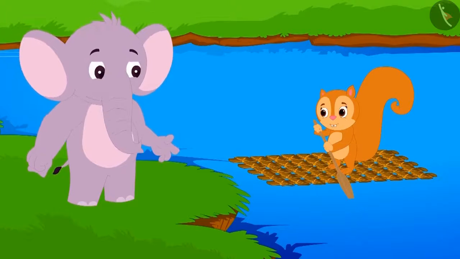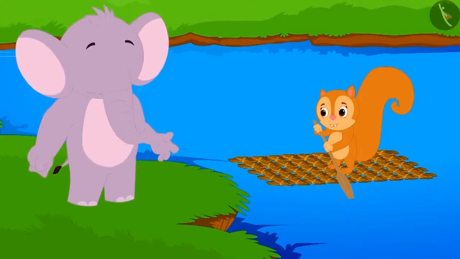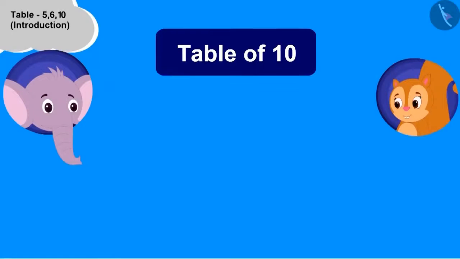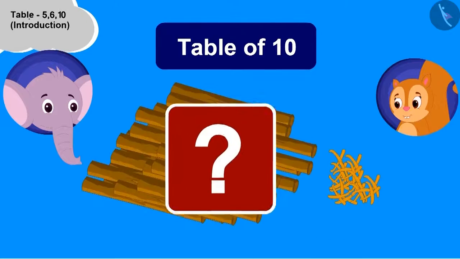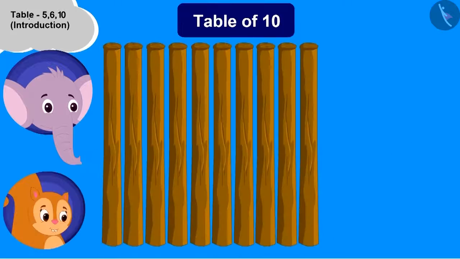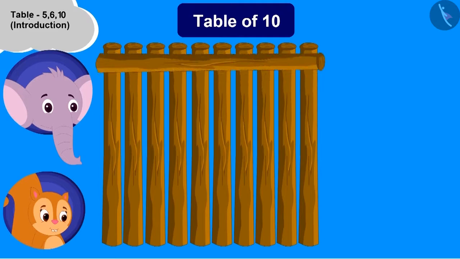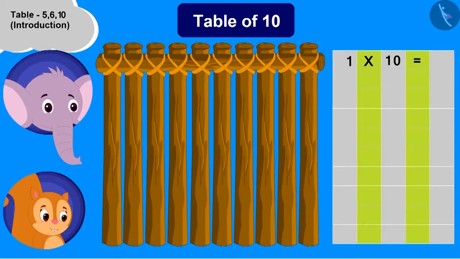He asked Chanda to teach him to make the boat and the table of 10. Children, to teach Appu the table of 10, how many sticks should Chanda use? 10. Now what should we do to start building the boat and the table of 10? We have to place 1 wood horizontally. Now, how much is 1 multiplied with 10? 10. What should we do next?